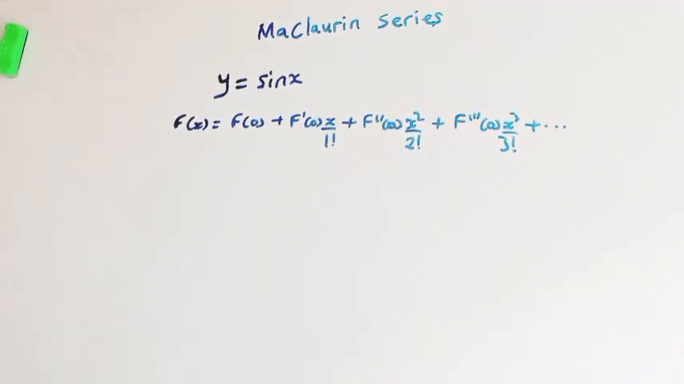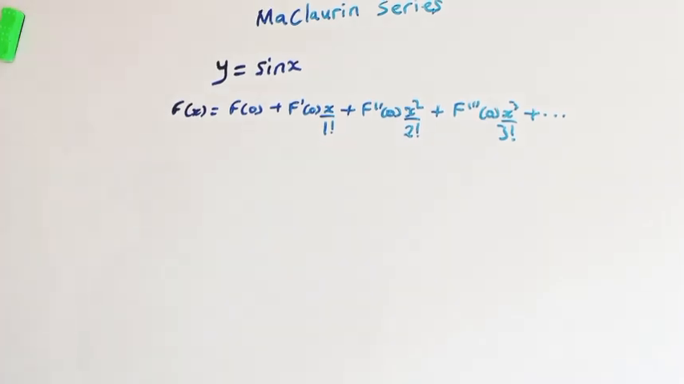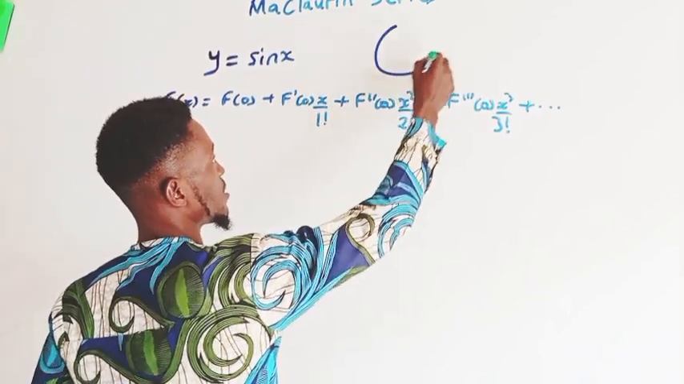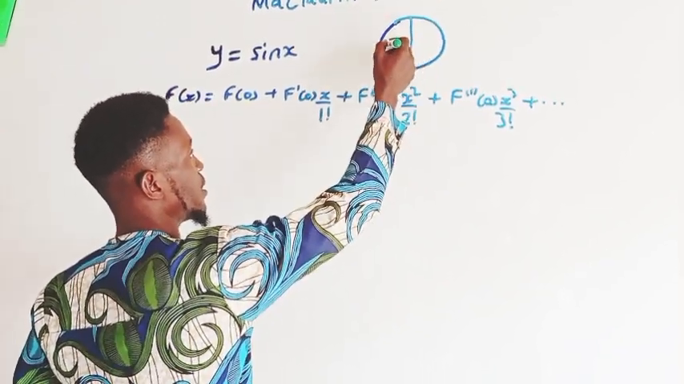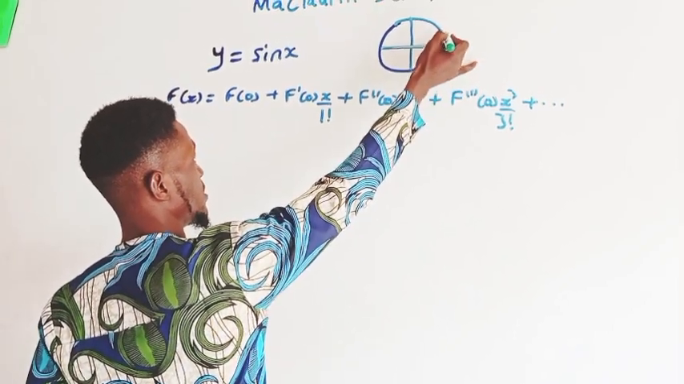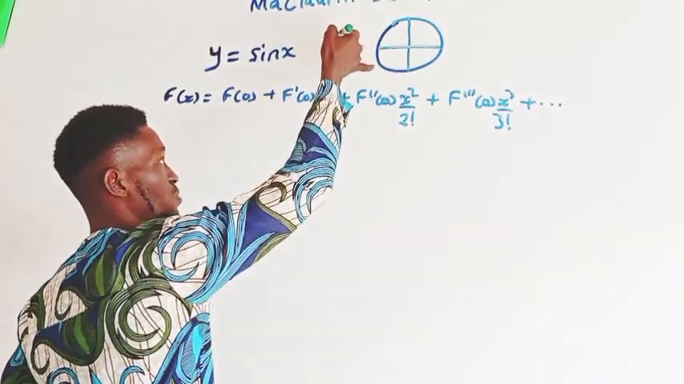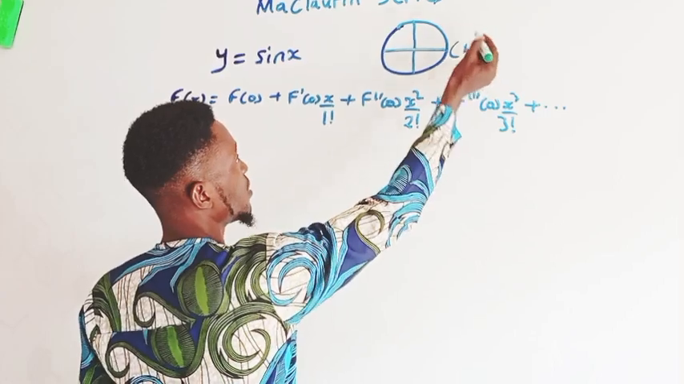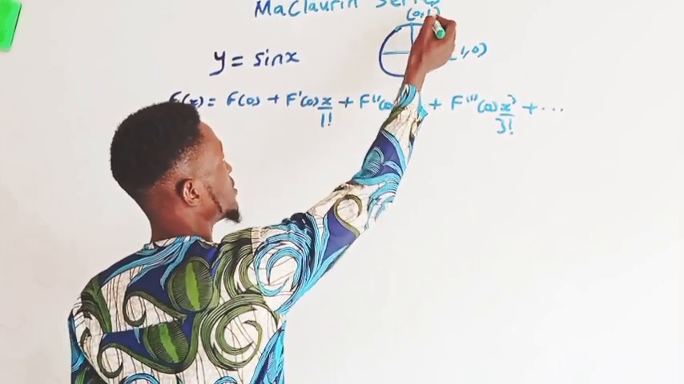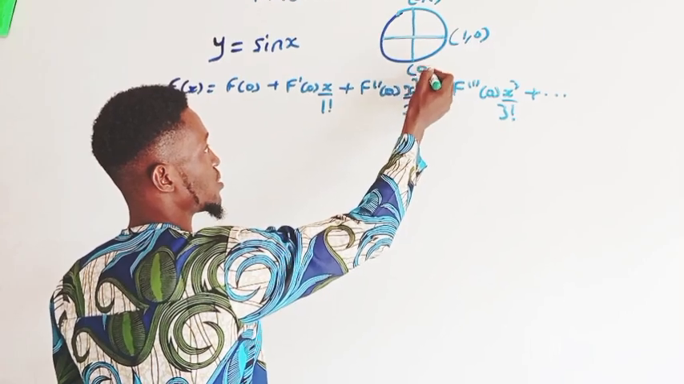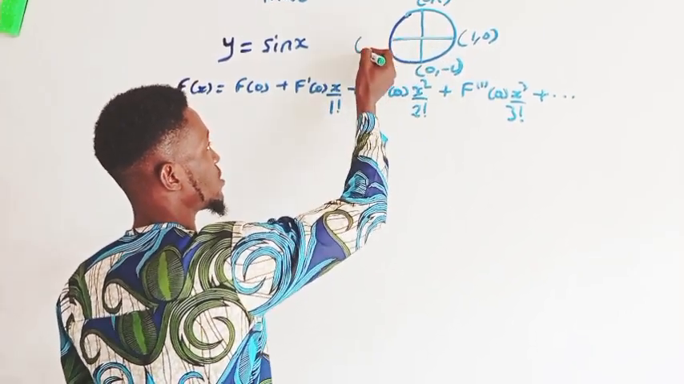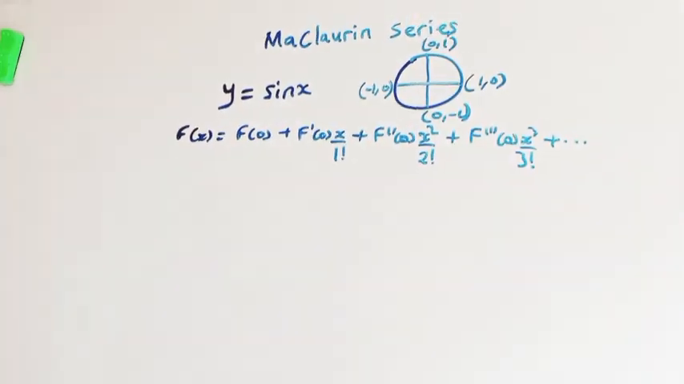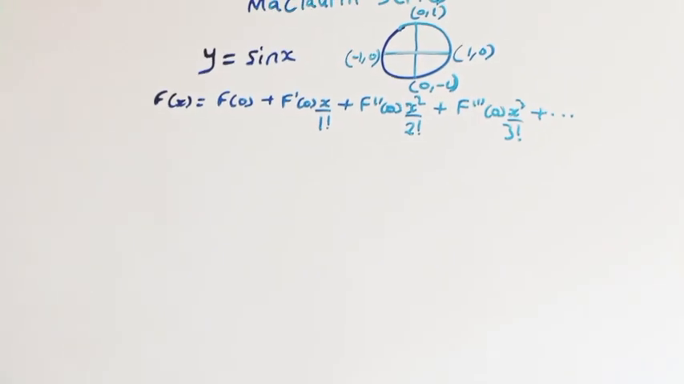The second thing I want you to understand is the unit circle, because we're definitely going to work on the unit circle. Let's assume that this is our unit circle. You know that this is 0 degrees, this is 90 degrees, this is 180 degrees, and this is 270 degrees, and the coordinates will be 1 and 0, 0 and 1, 0 and minus 1, and minus 1 and 0. These are the coordinates. We're going to work on this unit circle as well.